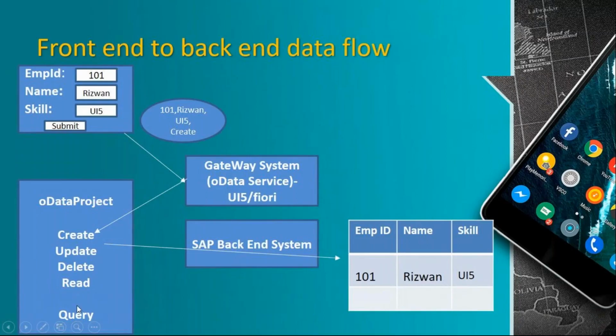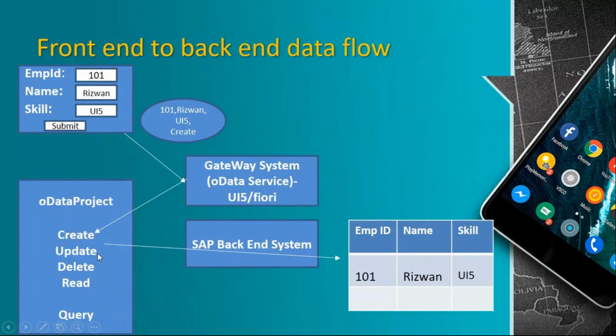So the entire business logic will be written in an OData project that is created in the backend system itself. You need to understand that the backend system contains an OData project, and the entire business logic of CRUD operations is written in the backend system itself. But this business logic will be exposed. When you create an OData project, the outcome is an OData service. So the outcome OData service alone will be deployed in the gateway system.